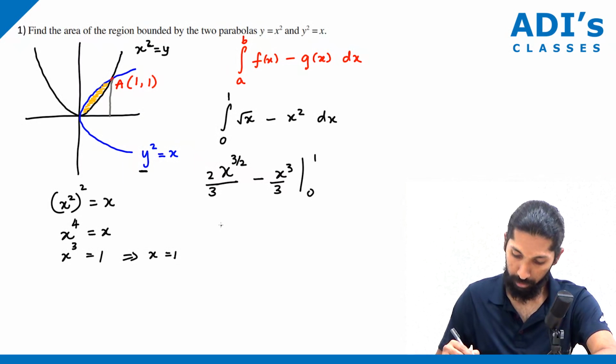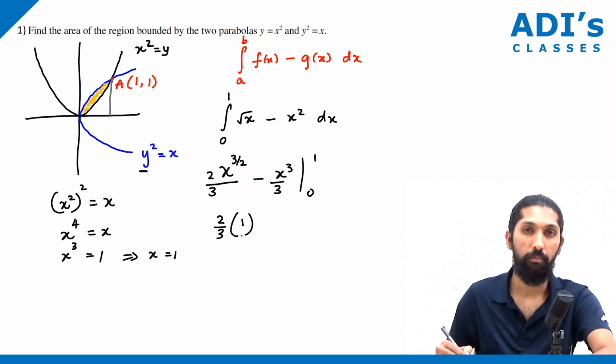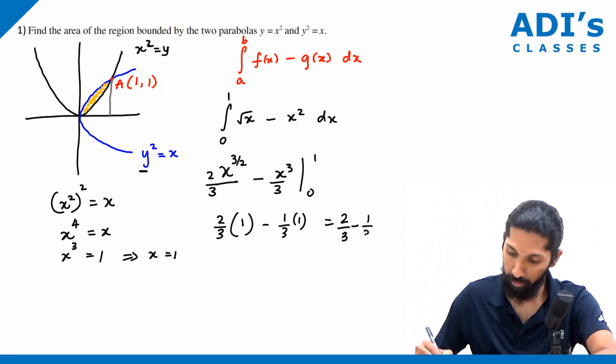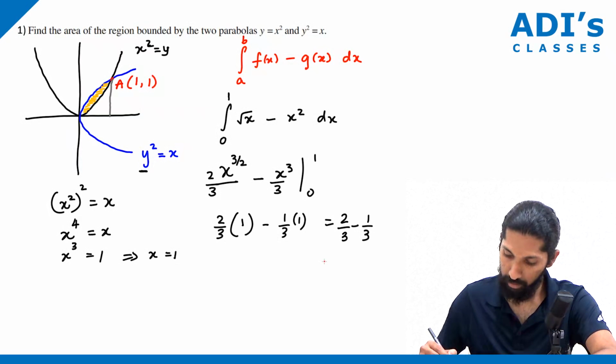So if you substitute 1, we get 2 by 3 into 1, minus 0, minus 1 by 3 into 1, which gives us 2 by 3 minus 1 by 3. So the final answer is going to become 1 by 3 square units.